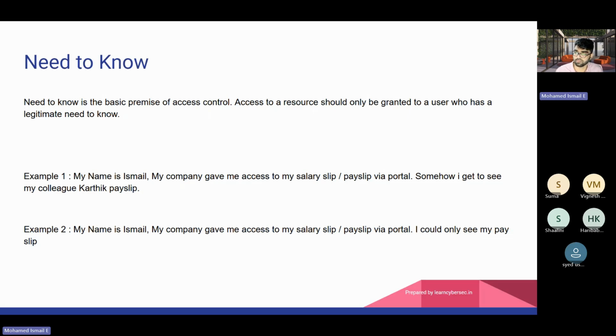I'm focusing on this terminology. When you see need to know in your exam, you must know what that means. Need to know means it's a basic right: the subject has access to that particular object.